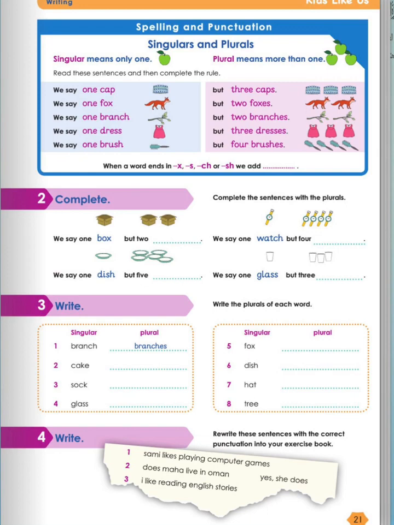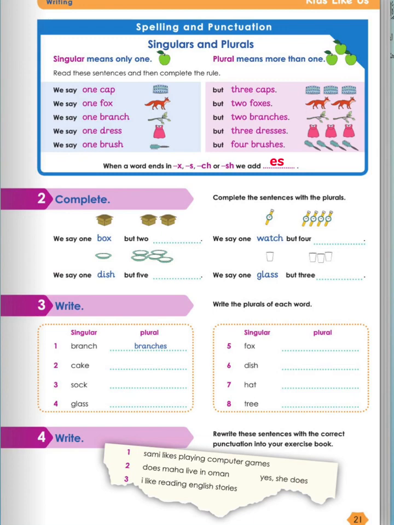We say 1 dress, but 3 dresses. We say 1 brush, but 4 brushes. So when a word ends in X, S, and CH or SH, we add ES at the end. Now that you've understood, let's complete number 2.